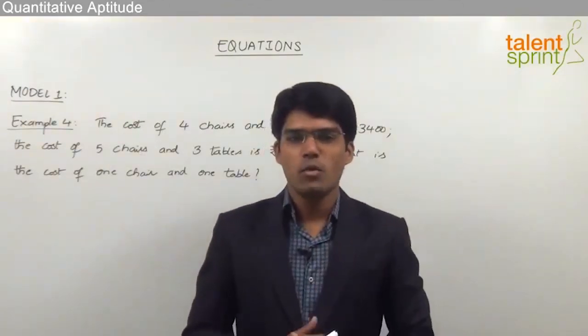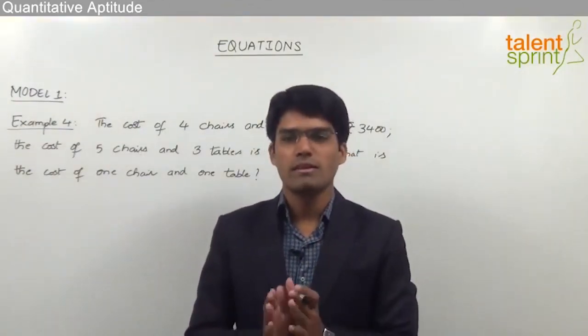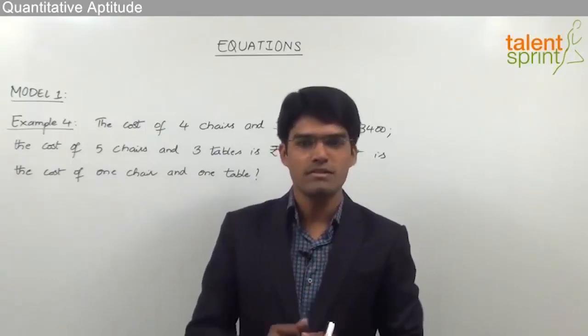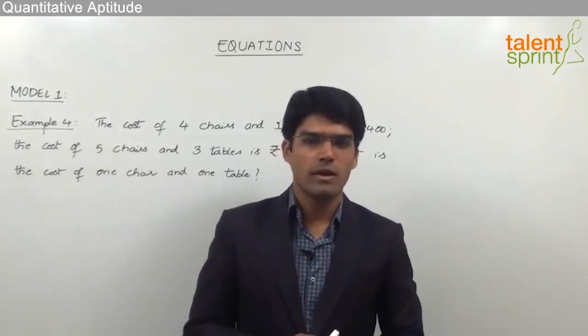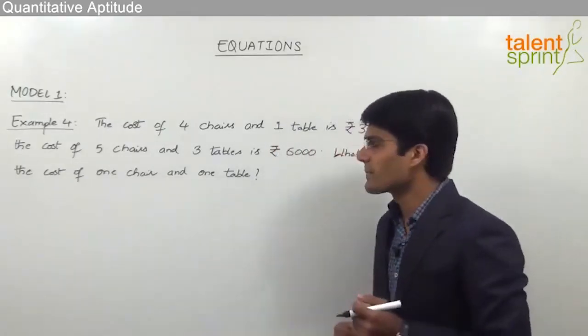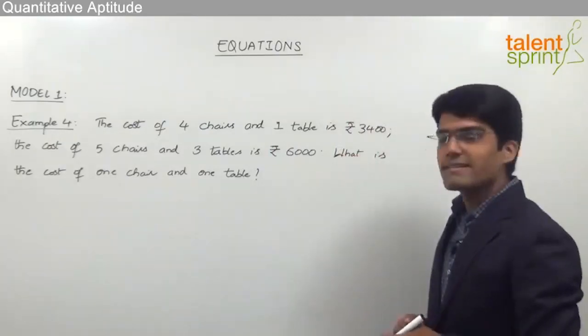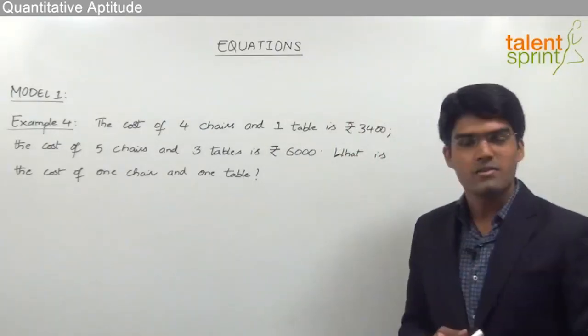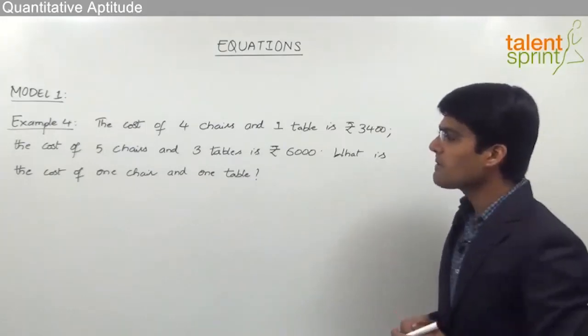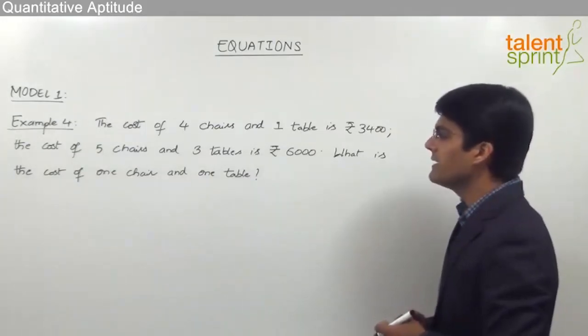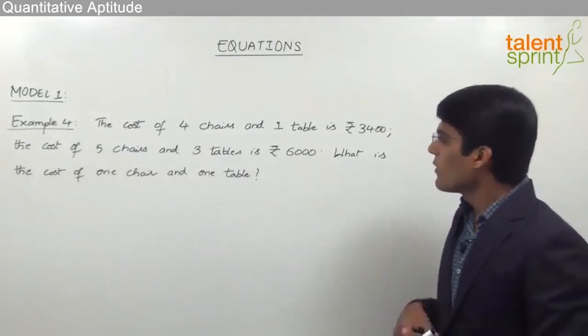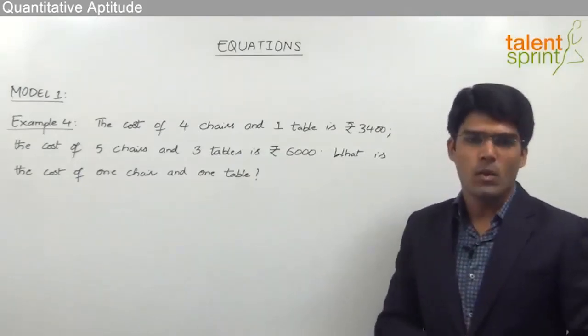Let us now take one more example from model 1, where we are supposed to first frame the linear equations and then solve them to get the required values. Let us look at the question here. The cost of 4 chairs and 1 table is rupees 3,400. And the cost of 5 chairs and 3 tables is rupees 6,000. What is the cost of 1 chair and 1 table?